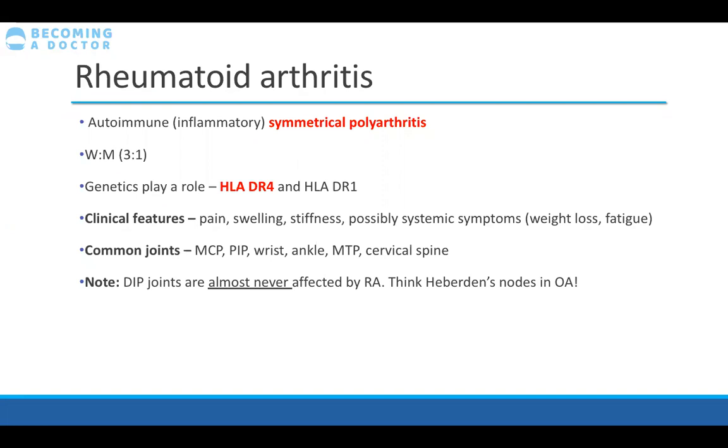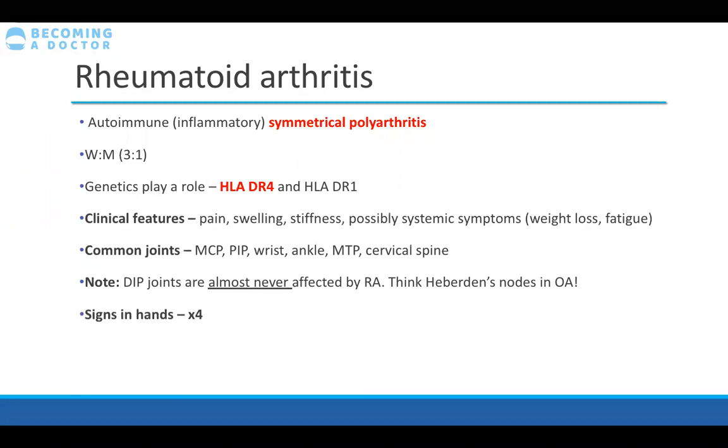So if someone's come in with something in the DIP joints, either a deformity or X-ray changes, you want to think about Heberden's nodes in osteoarthritis. In saying that, don't completely rule out rheumatoid. There's always an odd case here and there where it can be rheumatoid.